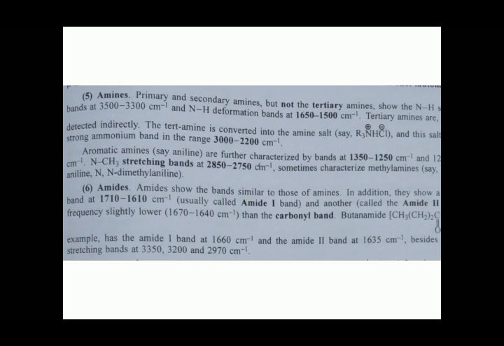Okay students, in this class we studied the IR frequency range of functional groups like aldehydes, ketones, acids, amides and amines. We'll continue the rest in the next class. Thank you.